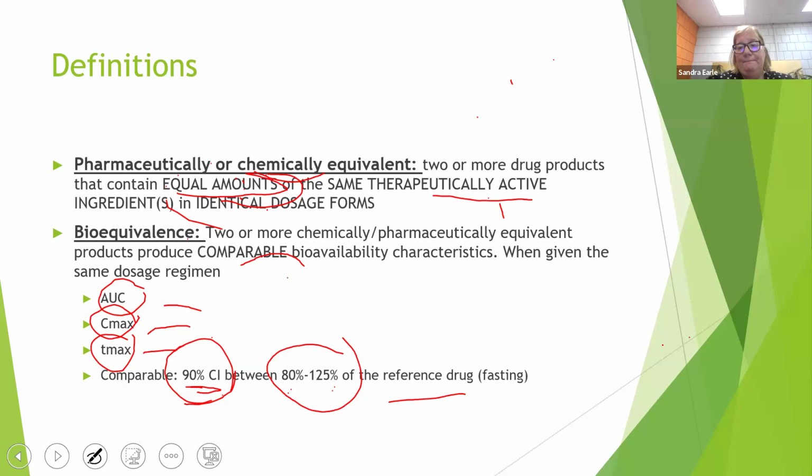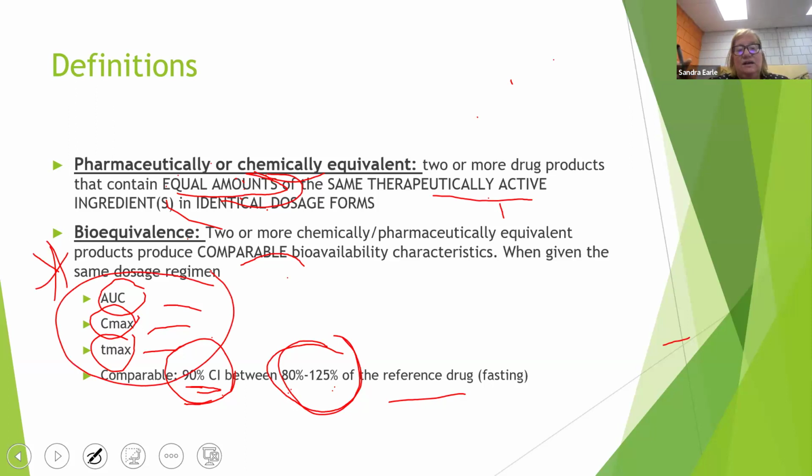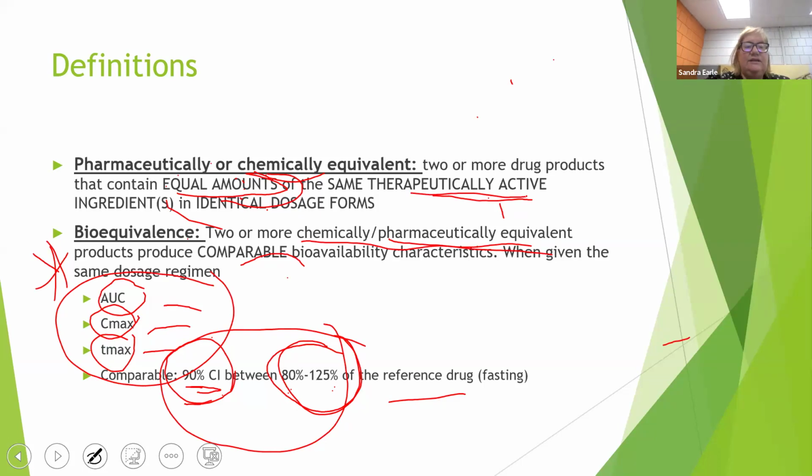Okay? Do you find that surprising? I did when I first learned that. That's a pretty wide range, isn't it? Between 80 and 125%. Now, this definition I expect you to memorize. You need to know what are the three things that determine if it's bioavailability comparable, what's the range, and what is a pharmaceutically equivalent or chemically equivalent product. Well, it's the same therapeutically active ingredient, identical dosage form, and in equal amounts.